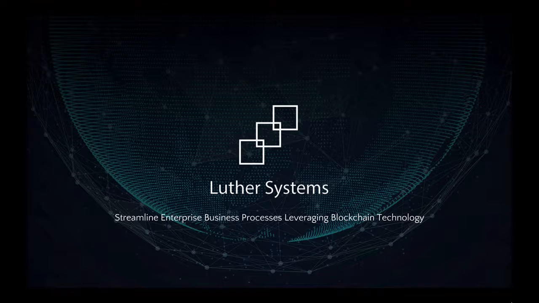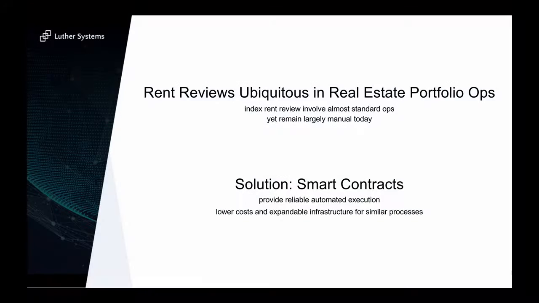Luther Systems is building products to streamline enterprise business processes leveraging blockchain technology. Property rent reviews are a ubiquitous part of real estate portfolio operations. Specifically, index-based rent review processes involve an almost standard set of operational steps, and yet they remain largely manual to this day. So what's the solution?